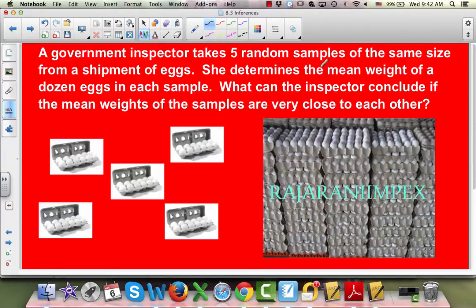A government inspector takes 5 random samples of the same size from a shipment of eggs. Here are our 5 samples. She determines the mean weight of a dozen eggs in each sample. What can the inspector conclude if the mean weights of the samples are very close to each other? Well, if each of these was a pound, then you can infer that the whole shipment probably has about 1 pound for every dozen eggs. If all these 5 are close in weight, then you could say all the cartons in here will be close in weight. If there's a big variance on these 5, then you can infer that there's a big variance among all the ones in here.